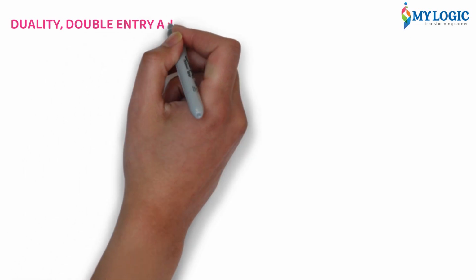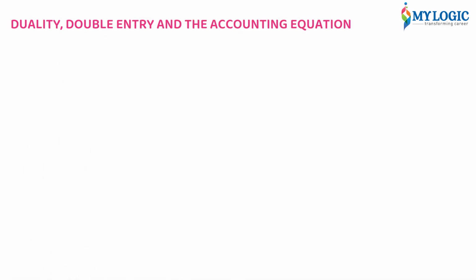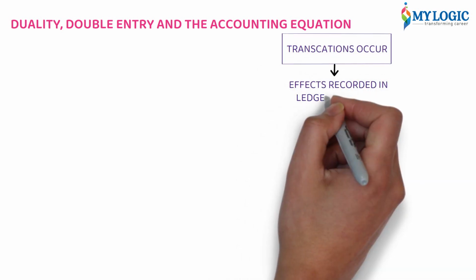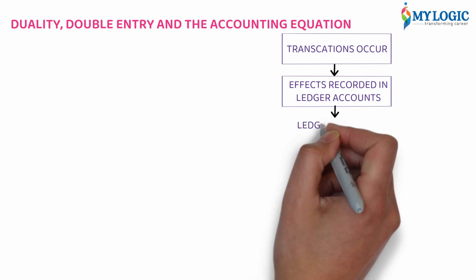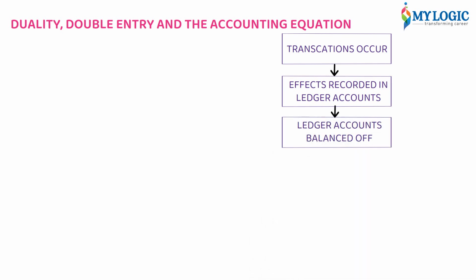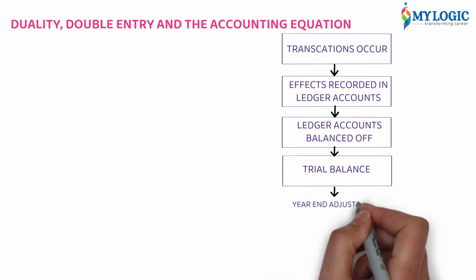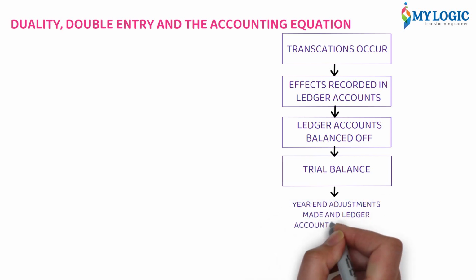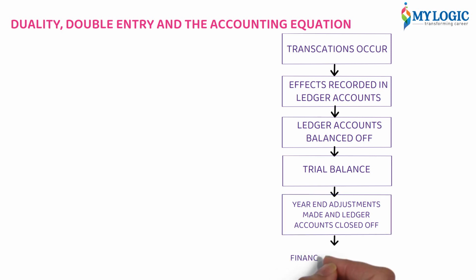Duality, double entry, and the accounting equation. Transactions occur. Effects recorded in ledger accounts. Ledger accounts balanced off. Trial balance. Year-end adjustments made and ledger accounts closed off. Financial statements.